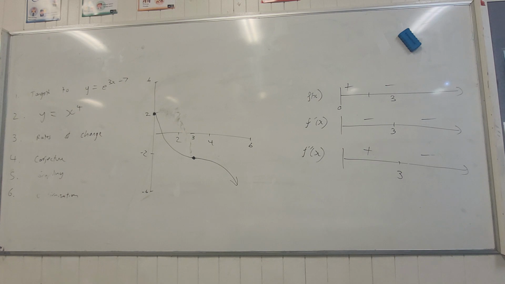All right, on to 7. The sign diagrams below relate to the first derivative and the second derivative of some function. For what values of x is f of x decreasing? If we look at the sign diagram here, it's decreasing between -3 and -1, and -1 and -2. That's going to be our answer for part A. That's all okay?